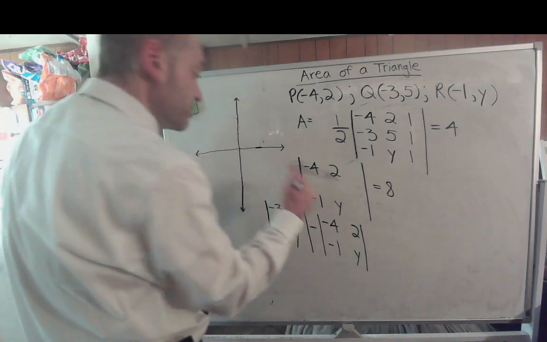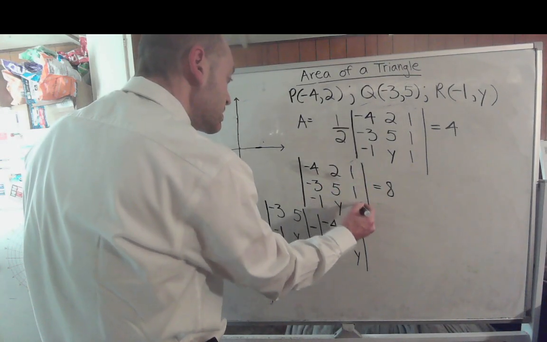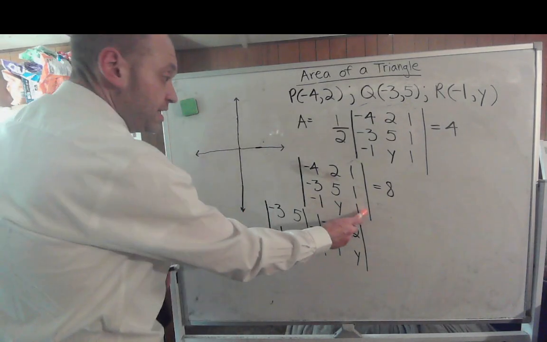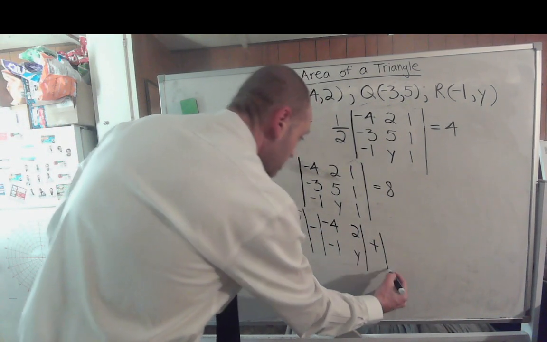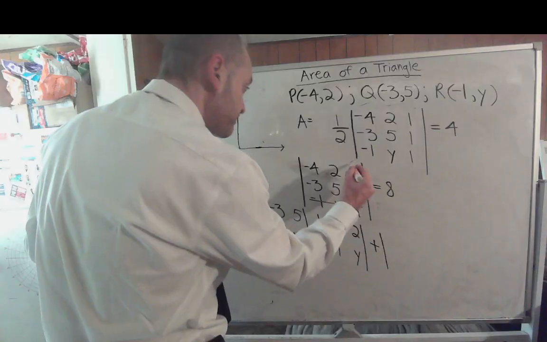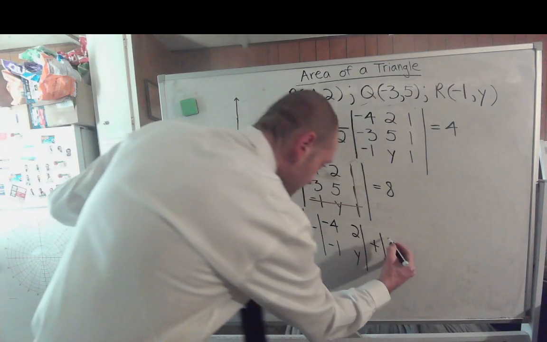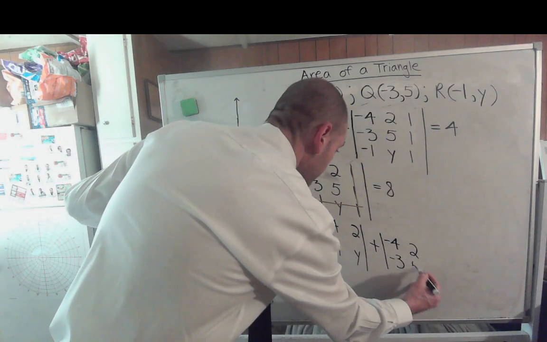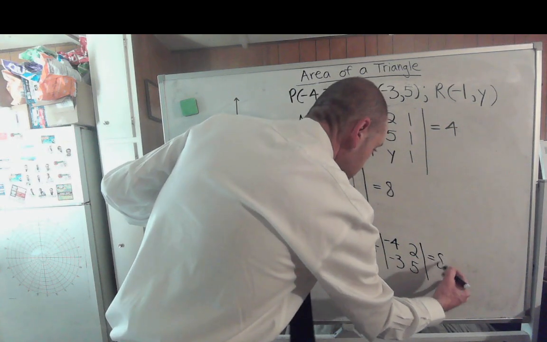All right, let me fill this back in first so we get accurate determinants. We're going to use the last entry in column 1, so it's going to be positive of the resulting determinant of what's left when we strike out the row and column in which that one occurs. So you should have the determinant of -4, 2, -3, 5. All these determinants equal 8.